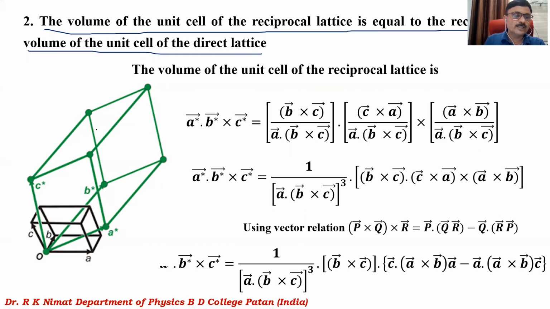So I have shown here the unit cell of the direct lattice, whose primitive translational vectors are A, B, and C. And if I construct the reciprocal lattice vector by the method we have studied, then you will observe that the A star will be the reciprocal lattice vector, B star will be reciprocal lattice vector, and C star will again be reciprocal lattice vector, and its unit cell will be shown like this.